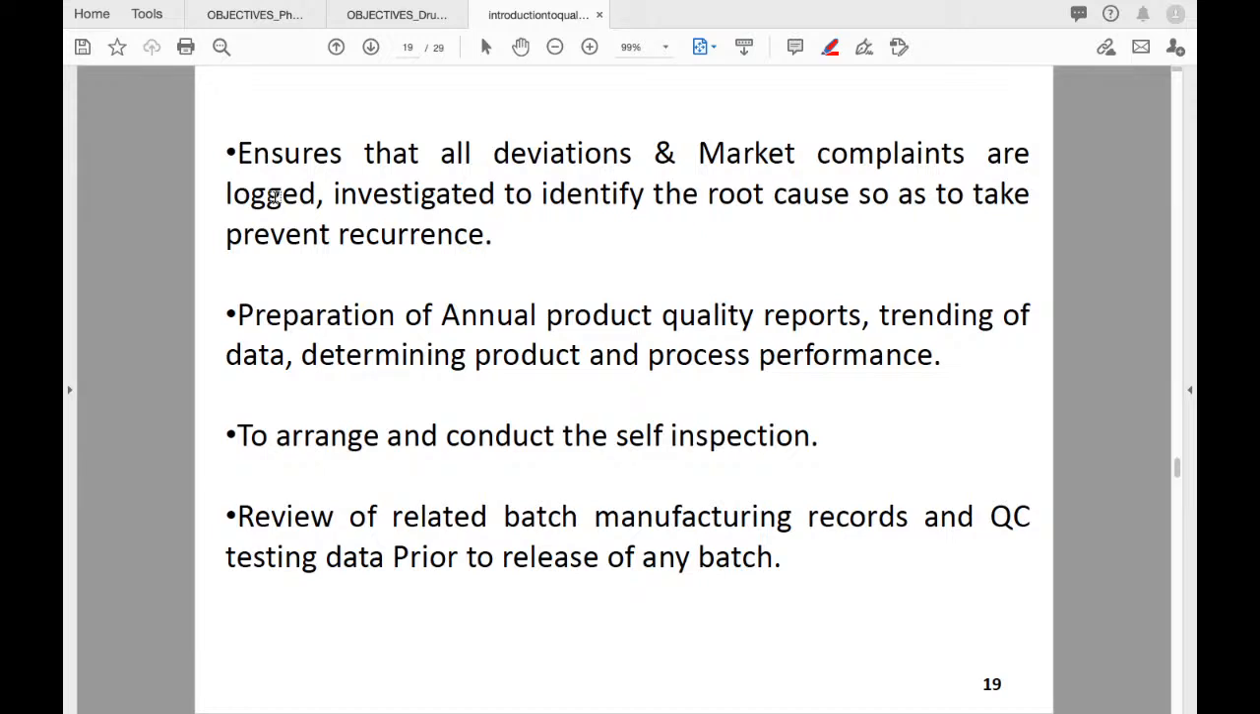Preparation of annual product quality reports, trending of the data, determining the product and process performance, and to arrange and conduct self-inspection. Further, to review related batch manufacturing records and quality control testing data prior to release of any batch.